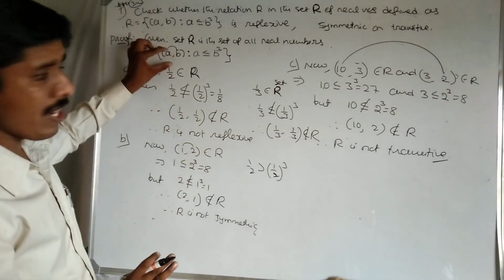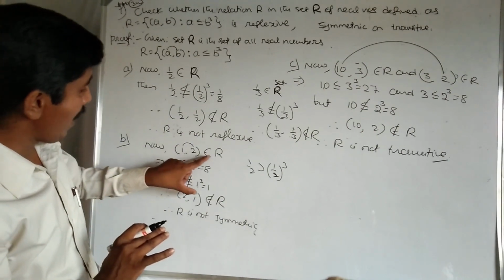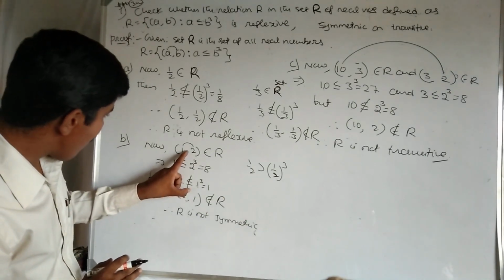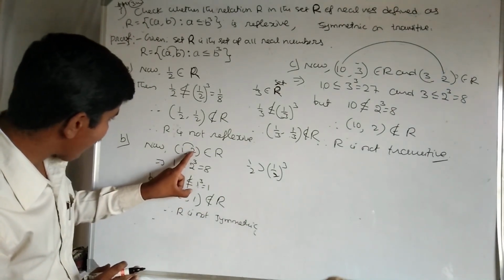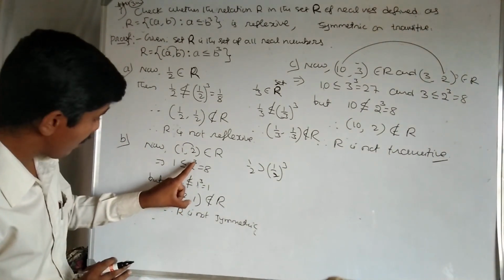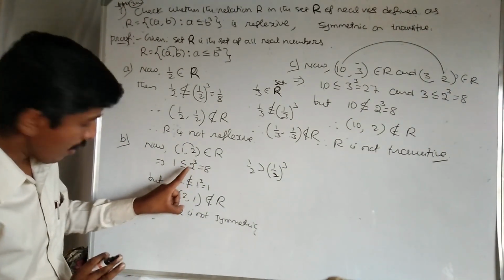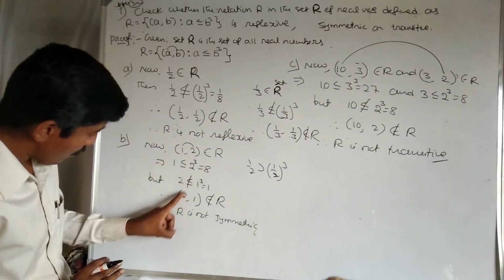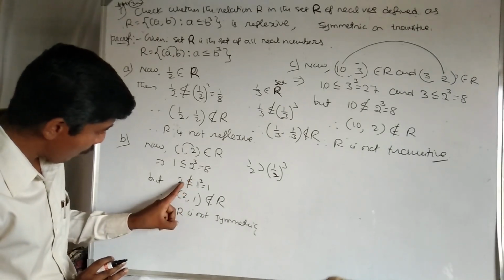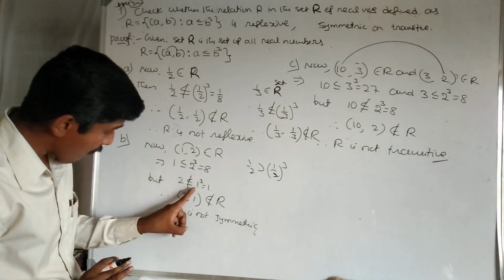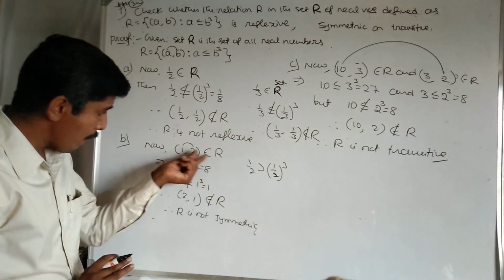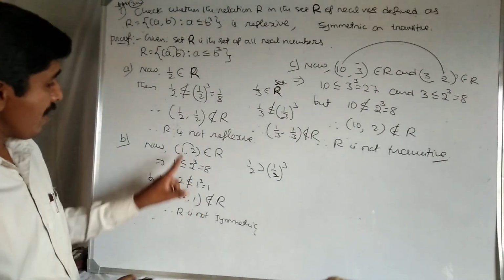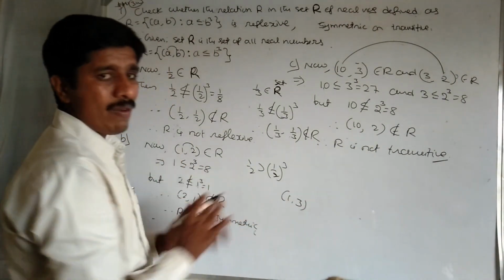Now take one element in the relation for the symmetric case. (A, B) belongs to the relation. Here 1, 2 belongs to the relation. Write the relation between 1 and 2. 1 is less than or equal to the cube of the second element 2. 2 cube is 8. 1 is less than 8. But 2 is not less than or equal to the cube of 1. 2 is greater than 1. Therefore, 2, 1 does not belong to the relation. (A, B) belongs to the relation but (B, A) doesn't belong to the relation, therefore it is not symmetric. Here, instead of 1 comma 2 you can take 1 comma 3, 1 comma 4, like that.